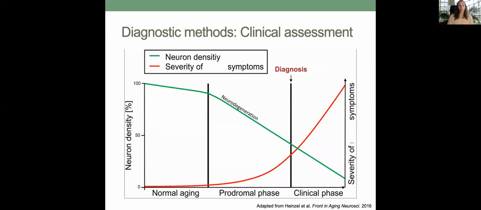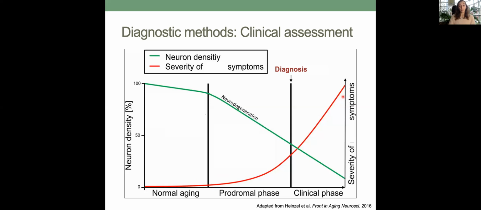This is a graph that shows how late these diseases are discovered. Along the bottom here, we see progression over time that includes normal aging, a prodromal phase, which is a preclinical or pre-symptomatic phase, and the clinical phase. This green line here is showing us the neuron density in a percentage. This red line here is showing us the severity of symptoms.